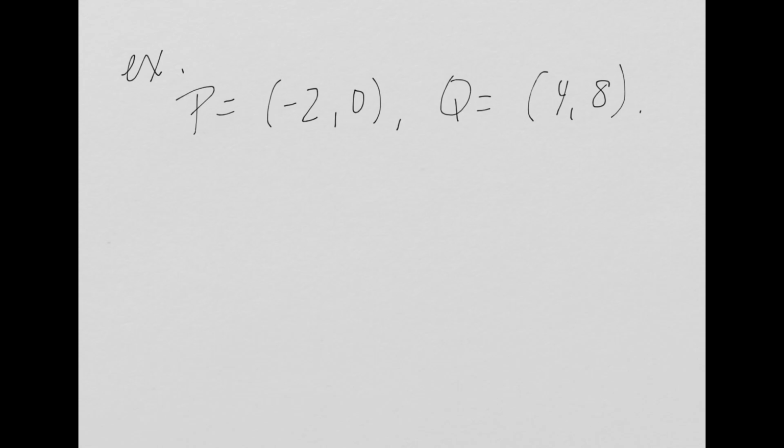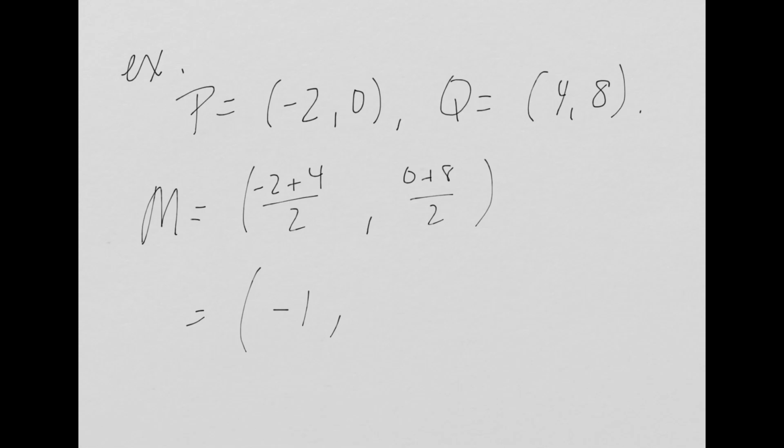Let's do one more of these. Let's let P be (-2, 0), and let's let Q be (4, 8). If I want the midpoint between P and Q, it's going to be a point. I'm going to average my x's and then average my y's. -2 plus 4 is 2, divided by 2 gives me 1, and then 8 divided by 2 gives me 4. So the midpoint is (1, 4).